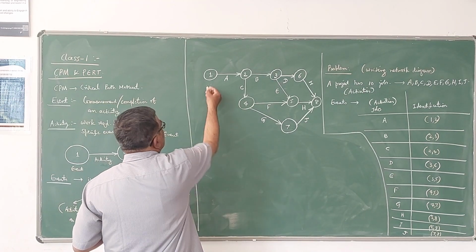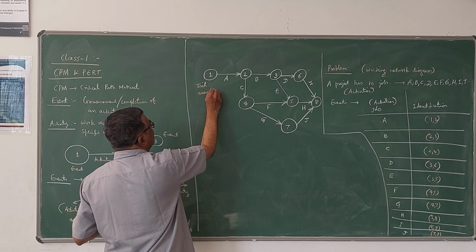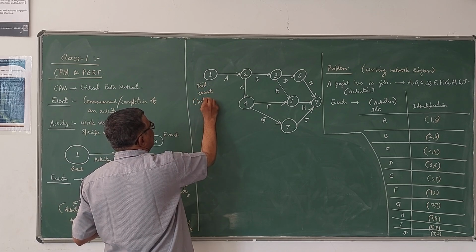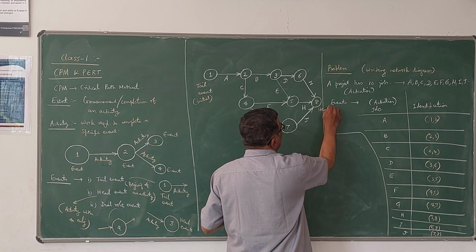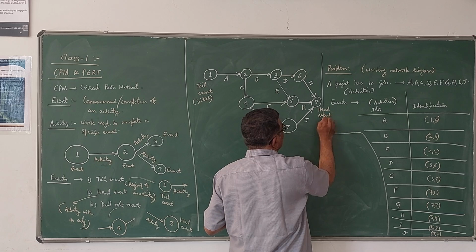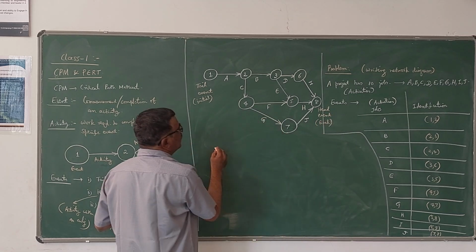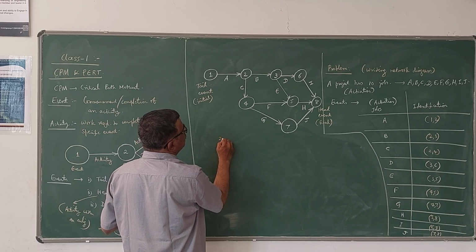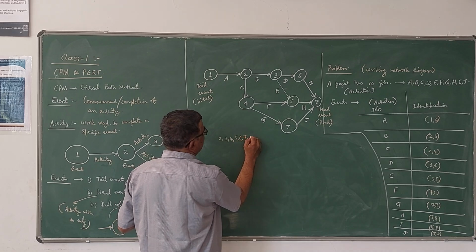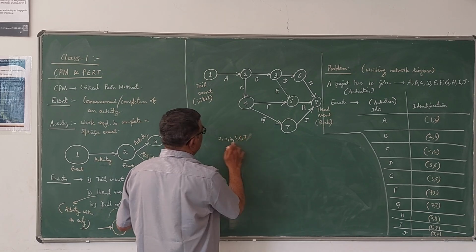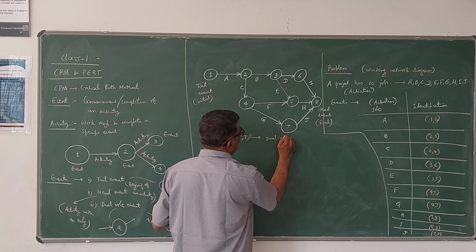Here you can see that 1 is a tail event, because there is no event before 1, the initial event. Whereas 8 is the head event, that is the final event. And all the others are dual role events. That means 2, 3, 4, 5, 6, 7. So totally 6, they are all dual role events.